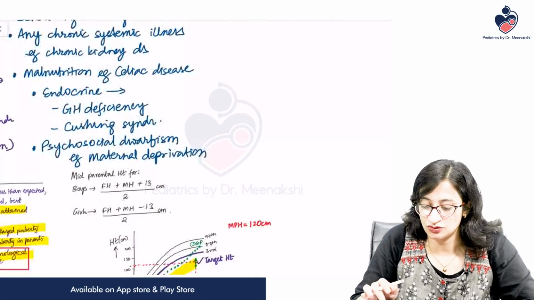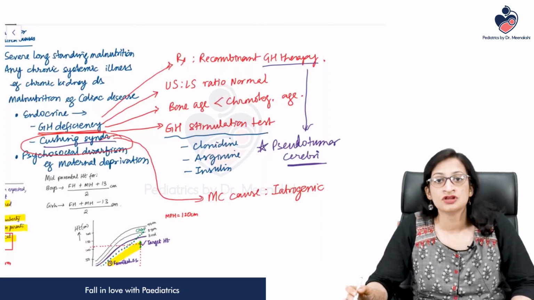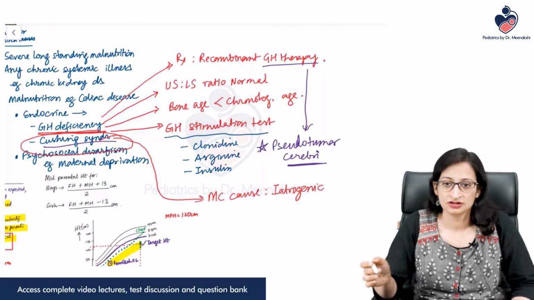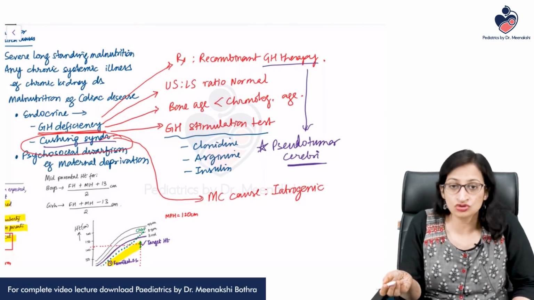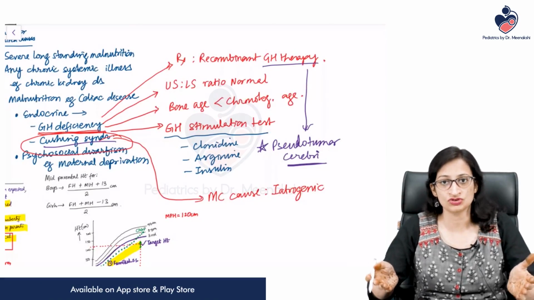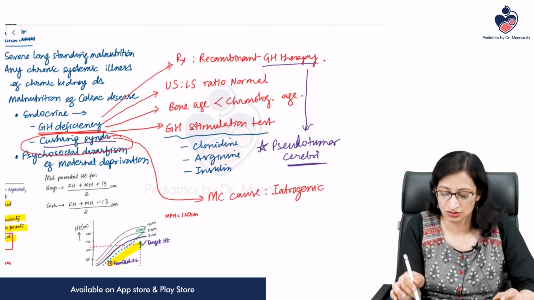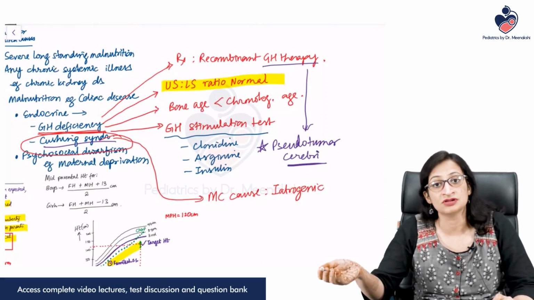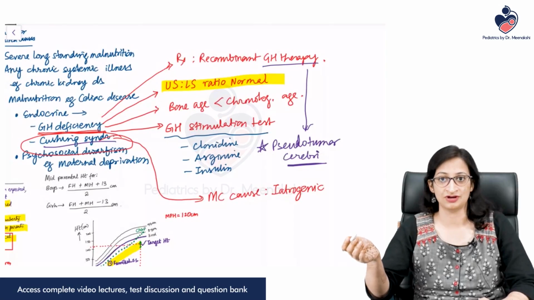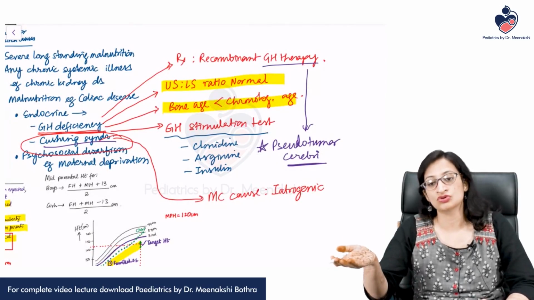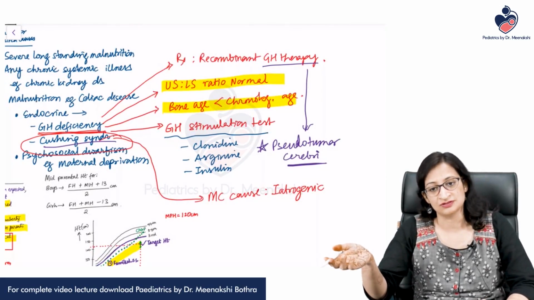Now, a little bit about growth hormone deficiency here. Some important MCQs that we need to remember about growth hormone deficiency are: because growth hormone deficiency is a cause of proportionate short stature, the upper segment to lower segment ratio remains normal, right? Apart from that, bone age is less than the chronological age in growth hormone deficiency.